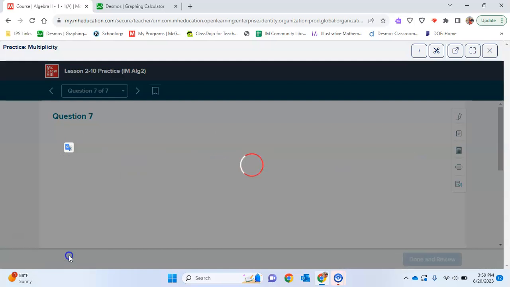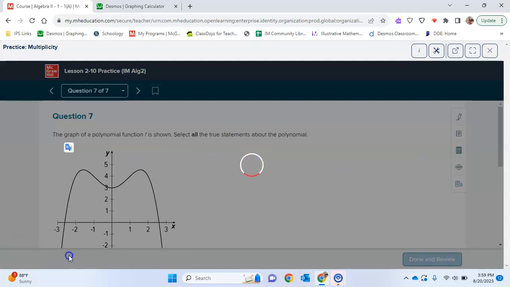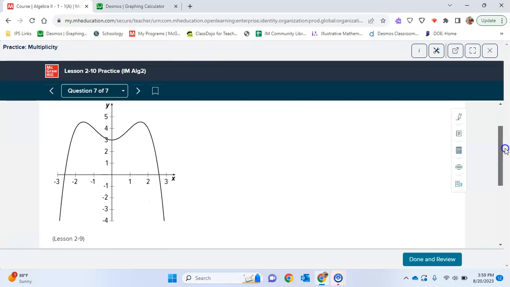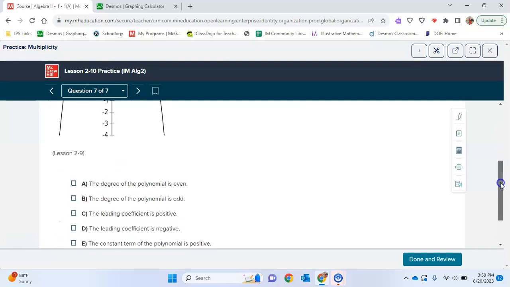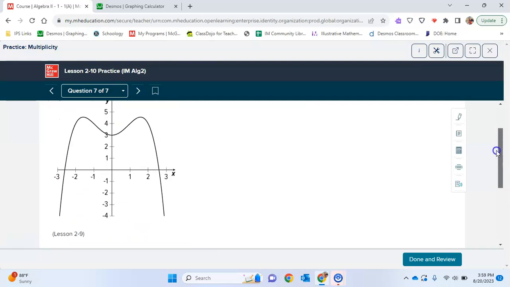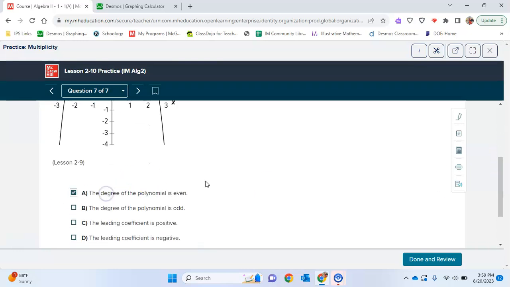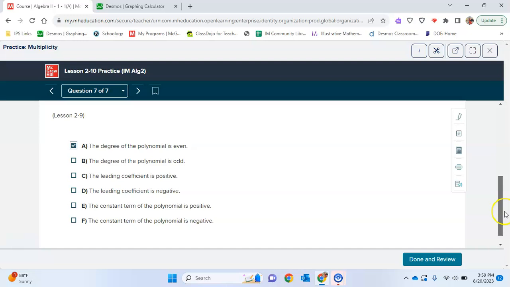Last question. The graph of the polynomial function f is shown. Select all true statements about the polynomial. All right, we know the degree is even or the degree is odd. Well, it's both hands down, so it has to be even. Even polynomials have both hands up or both hands down. The leading coefficient is negative since both hands are down. If both hands were up, it would be positive.